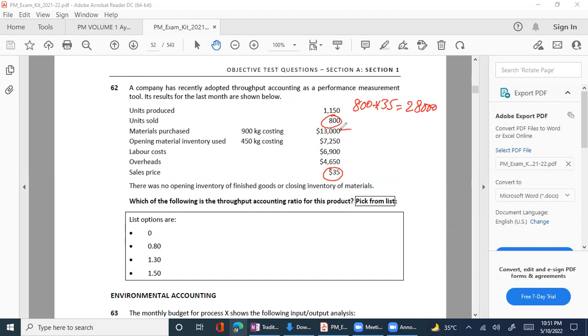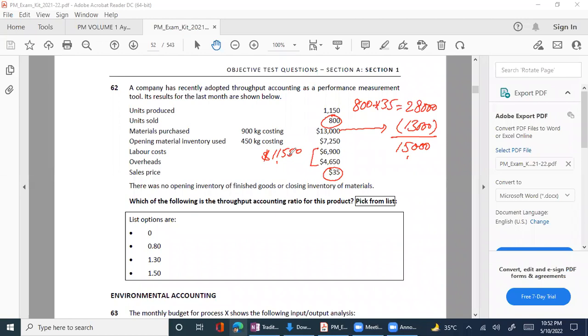$28,000. Then we will subtract the material cost. We will get the throughput. So this will be 15,000. This is your throughput. And if we add the other costs, labor plus overheads, what is the total of labor plus overheads? 11,550.